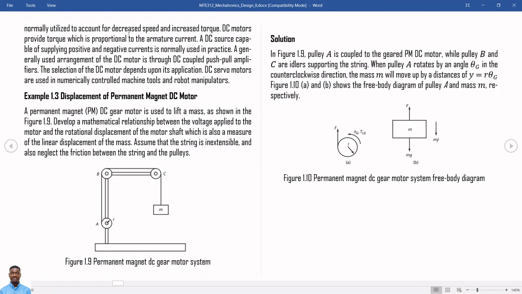vary the torque against the speed, because your DC motor provides a torque which is proportional to the armature current. So if the armature current is constant and yet you want to vary the torque, then you need a gearing arrangement at the output shaft of your DC motor, so that once your torque increases, your speed will reduce, and vice versa.